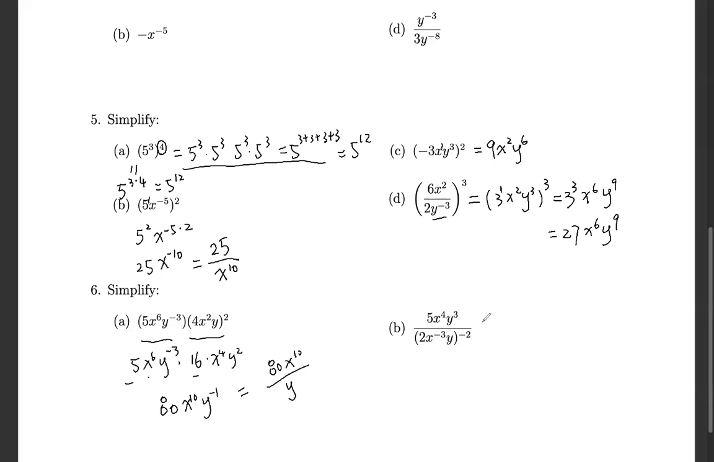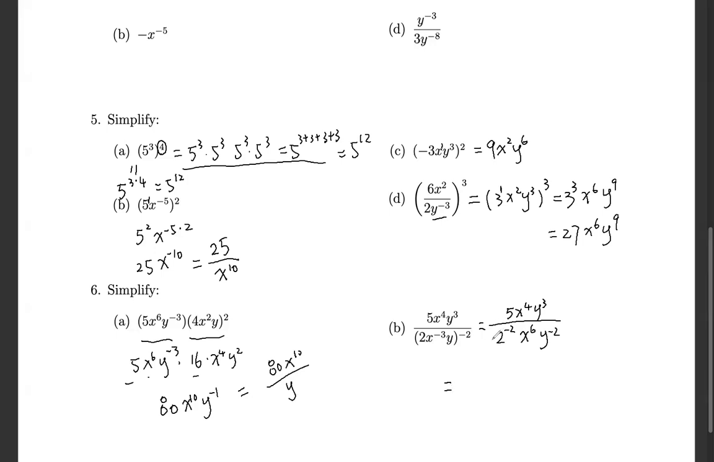I say b. B, we rewrite the numerator because nothing to do with the numerator for now. We want to apply this -2 inside the parentheses. So we have 2 raised by -2. We have x raised by -3 times -2, positive 6. Then y raised by -2.